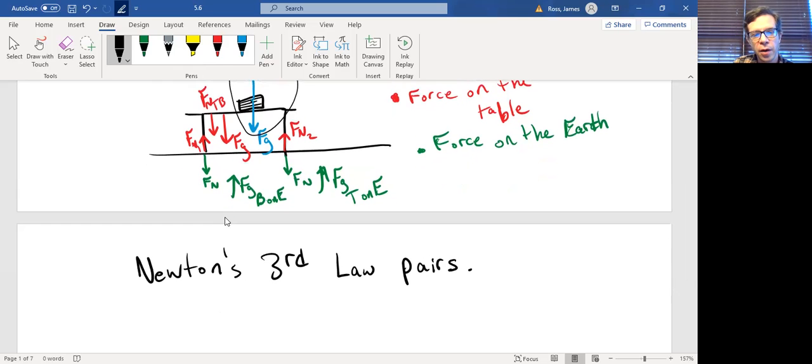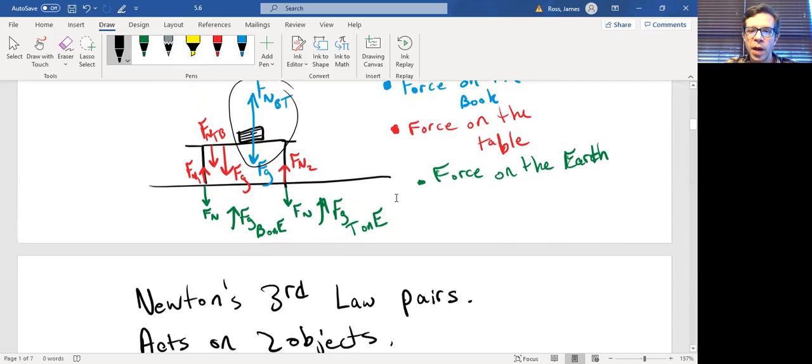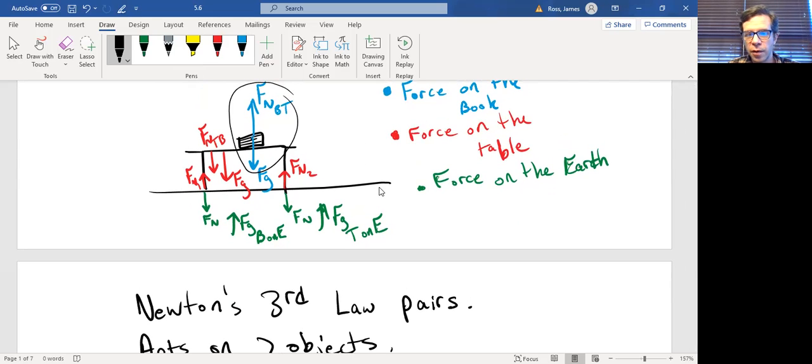A Newton's third law pair always acts on two objects, right? Because you're talking about an interaction. One force acts on one object, one force acts on the other. Your pairs here actually associated to the book would be the normal force of the book on the table. Oh, let me do my colors. The normal force of the book on the table is related to the normal force of the table on the book.